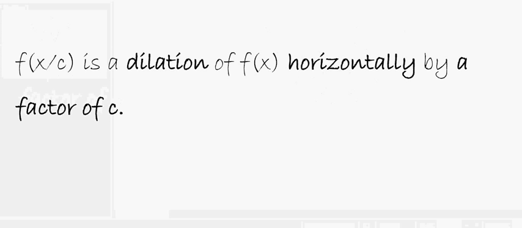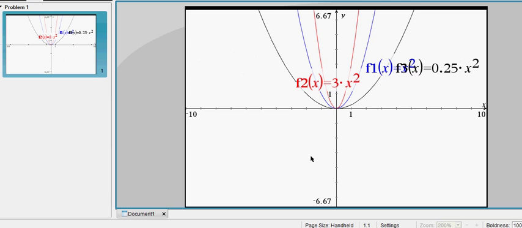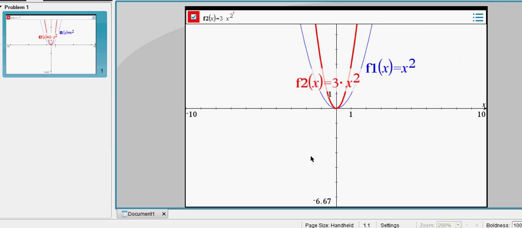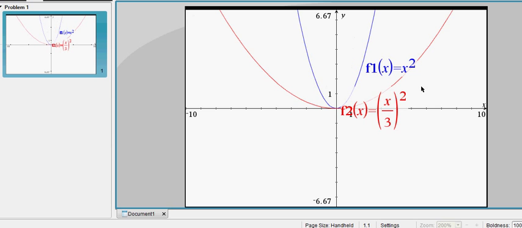Likewise, f of x over c is a dilation horizontally. So what does that mean? Well, that means that if I replace x with x over 3, I get a dilation horizontally. Instead of being at (1, 1) on the blue graph, I dilate horizontally. Now I'm at (3, 1) on the red graph.